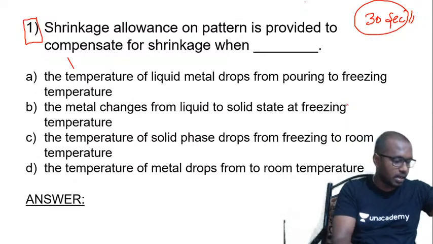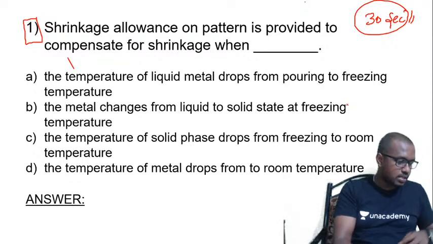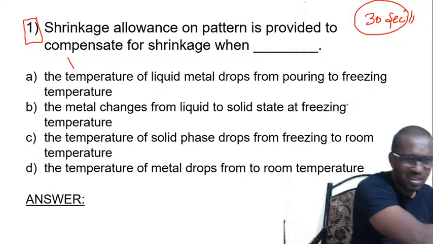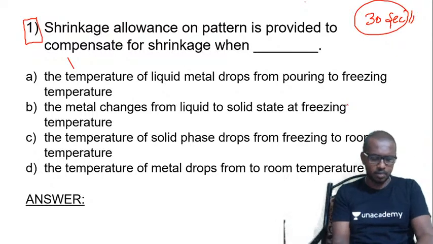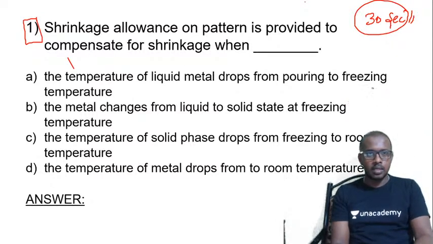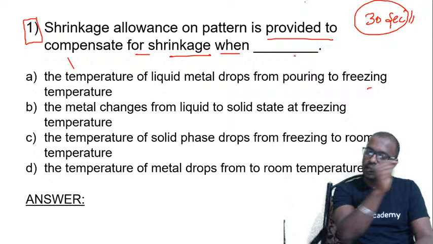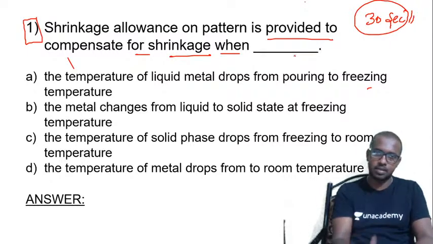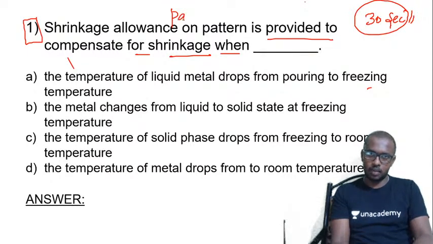Shrinkage allowance on pattern. I want my students to type in the chat box to see the answers. When I read the question, it will be really easy for you to answer at the same time. So, shrinkage allowance on the pattern is provided to compensate for shrinkage when dash. We have discussed it particularly in our solidification and cooling class, and also on the pattern allowance. We have discussed it clearly.